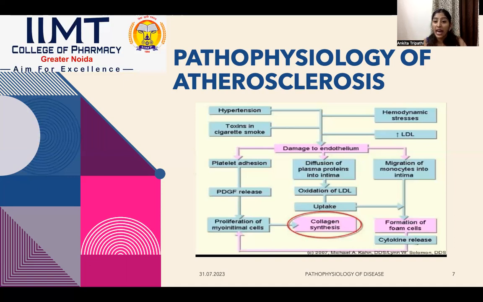Simultaneously, when the low density lipoprotein does not get oxidized, it also forms collagen synthesis, right? What happens? All these plaques get deposited on the arterial wall. They block the arteries, due to which the blood flow in the artery decreases and hypoxia occurs. This is how atherosclerosis is caused. When the plaque is left untreated, it can lead to heart attack, and it can lead to heart failure as well. This is how the pathophysiology of atherosclerosis causes.